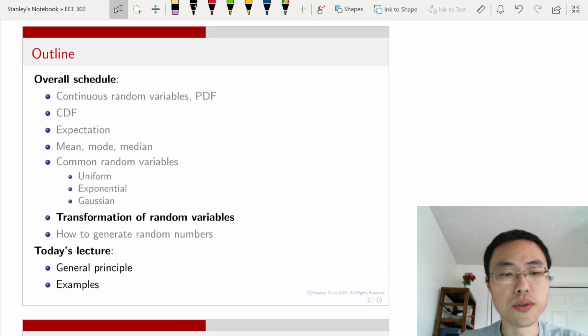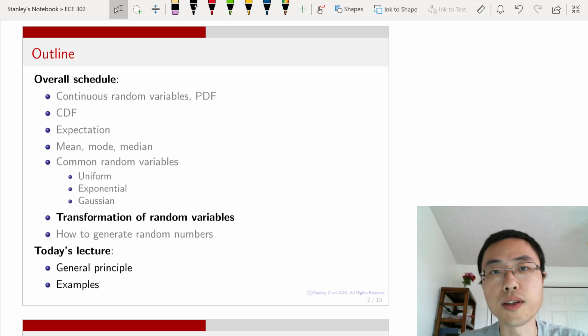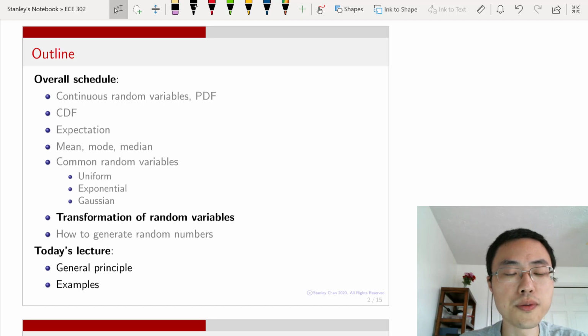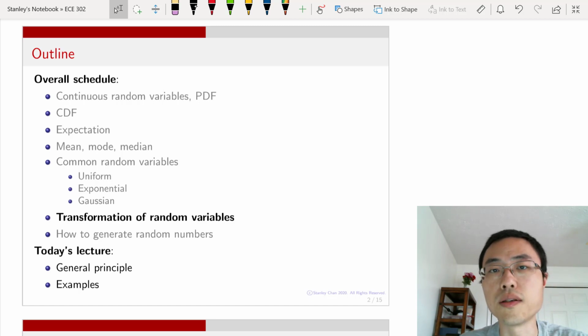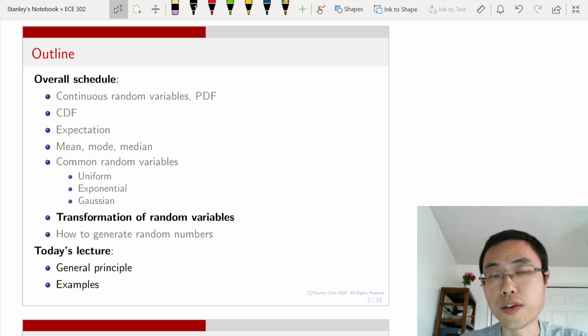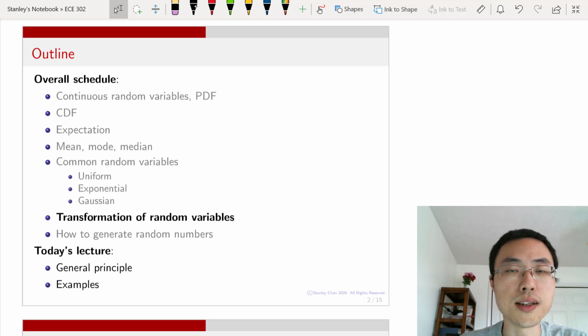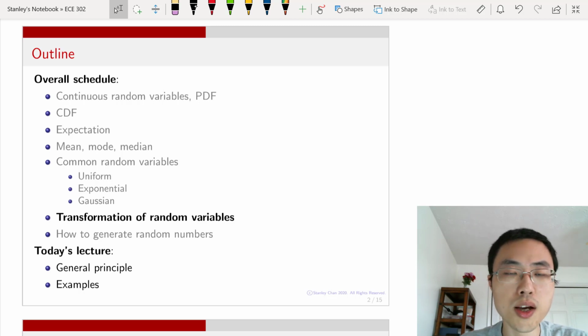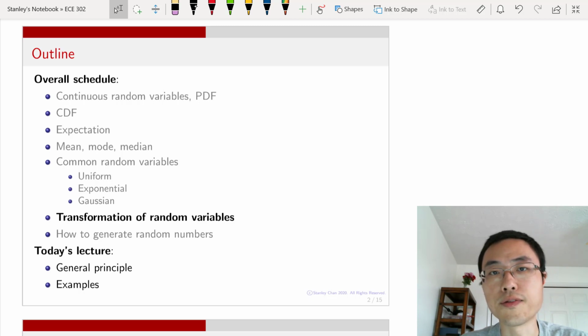So today we are going to learn a very useful technique, which is the transformation of random variables. If you look at our schedule so far, we have gone through many different topics in continuous random variables. Transformation of random variables is a technique that applies to all kinds of continuous random variables and also discrete random variables. The problem can be simplified as follows.